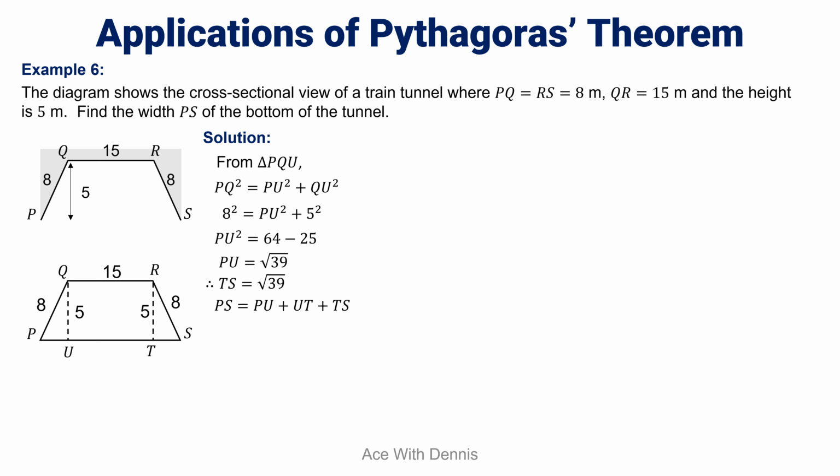So the length of PS will be PU plus UT plus TS. Then substitute all the values inside. We'll get the length of PS is 27.5 meters, rounded to 3 significant figures. Hence, the width of PS is 27.5 meters.